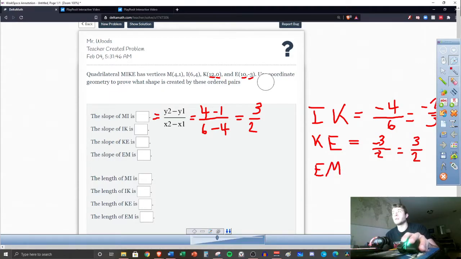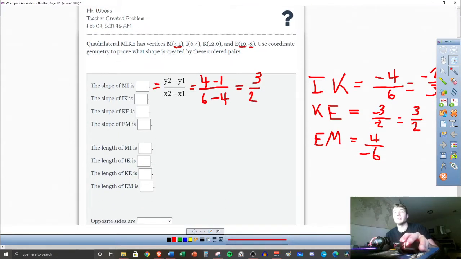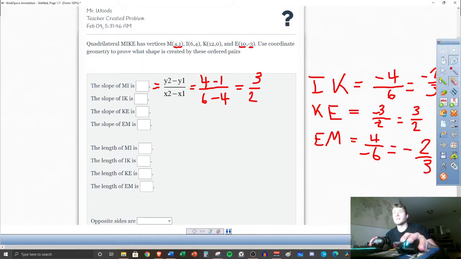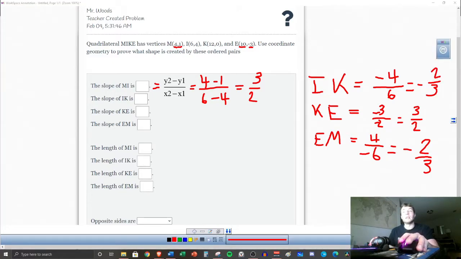All right, let's do the last one, which is EM. From E, we're going from -3 to +1, so that means we are adding 4. And then we go from 10 to 4, so that means we're taking away 6. We simplify that, and that gets us -2/3. I actually want to do that to this one up here, with the negative out in front. All right, so we have all our slopes.